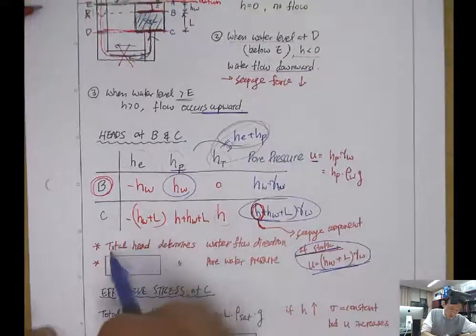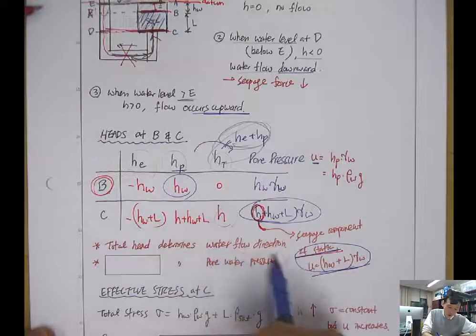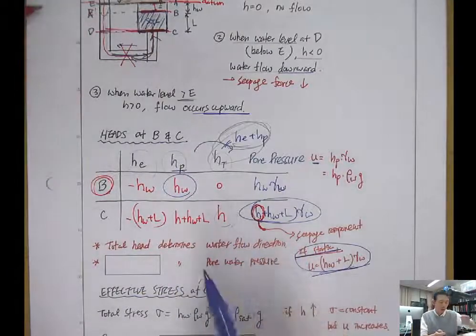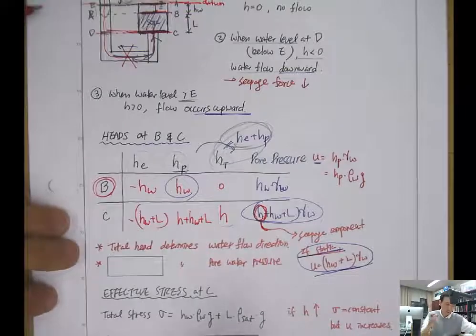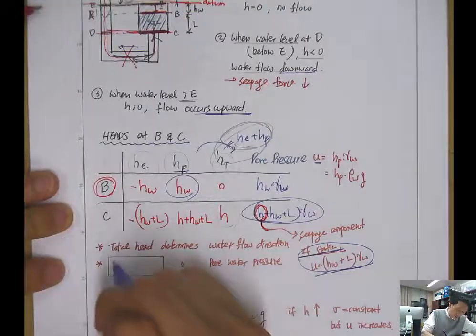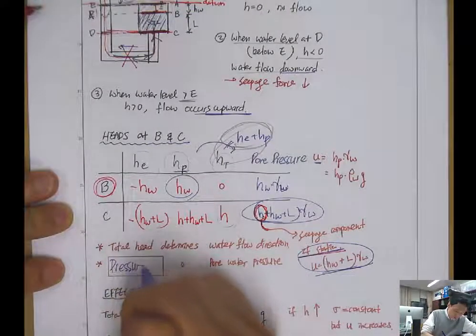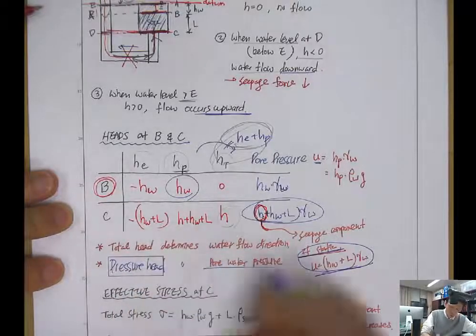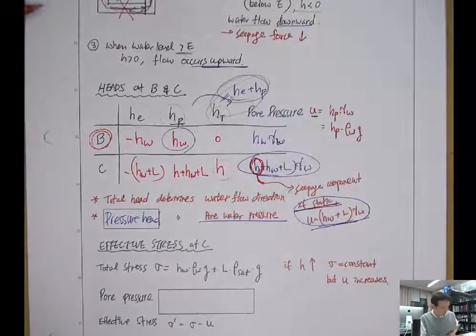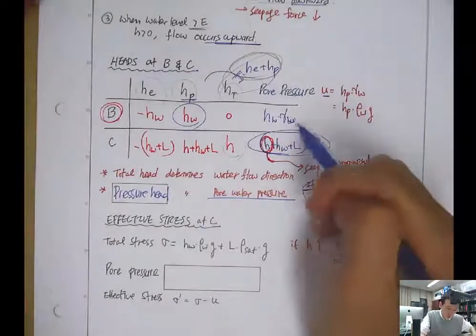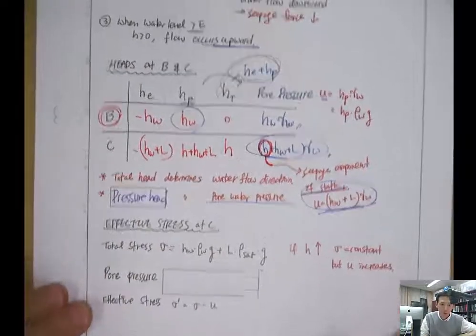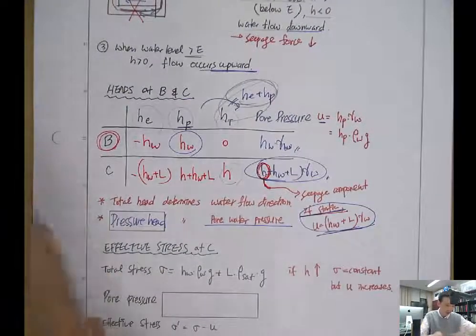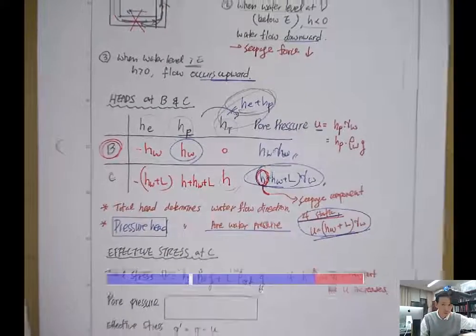Okay, so here the total head determines the water flow direction. Whether you bring up the water pipe on the left side or lower it down, it will determine the water flow direction, and the pressure head determines the pore water pressure. And then, because we know the pore water pressure here, we can determine the effective stress at C. So let's do that. Let me zoom out.